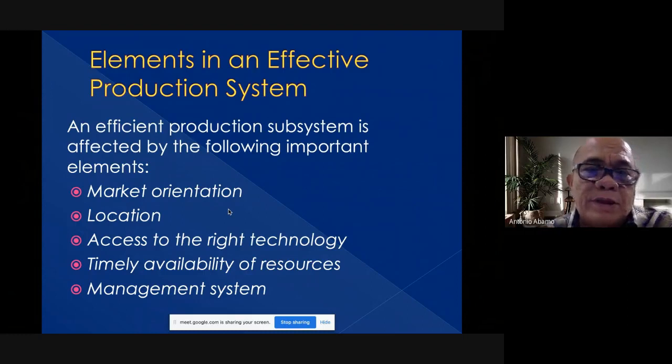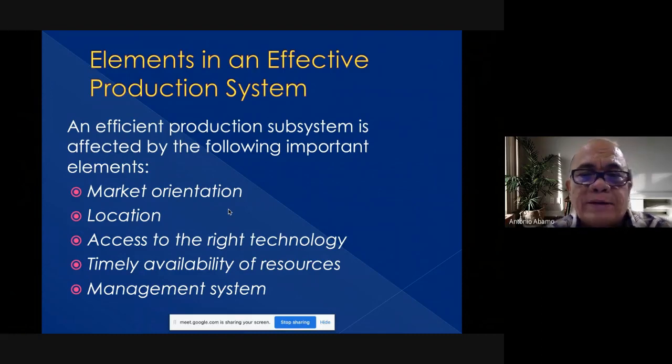Another important element is location. When you produce something, it should not only be market oriented, but how far is it from the market? How accessible is it from the market? Things like that. Location is very important also. Now, another very important element is access to the right technology. Of course, when you produce something, you use certain production processes. You use a certain technique to be able to produce competitively. Hence, you need the right technology.